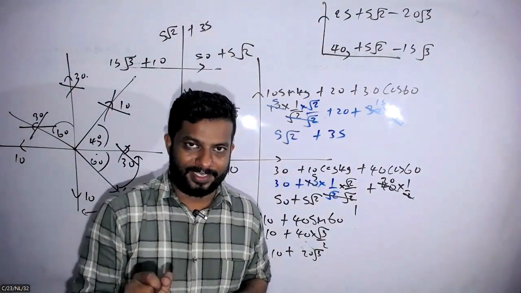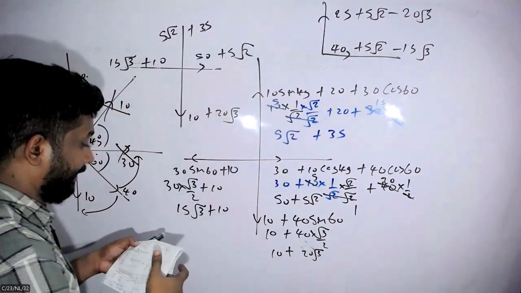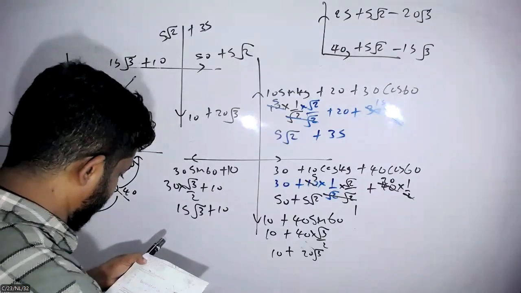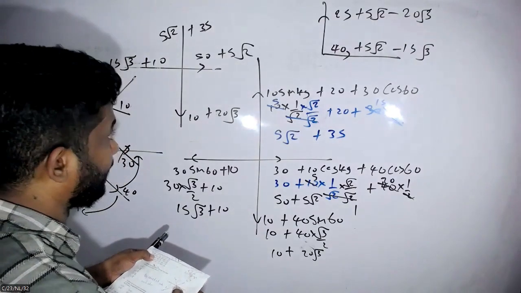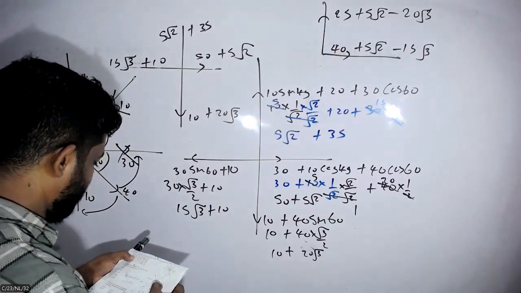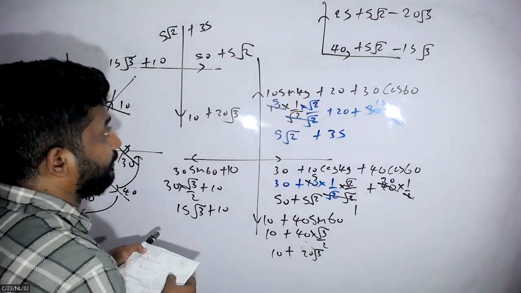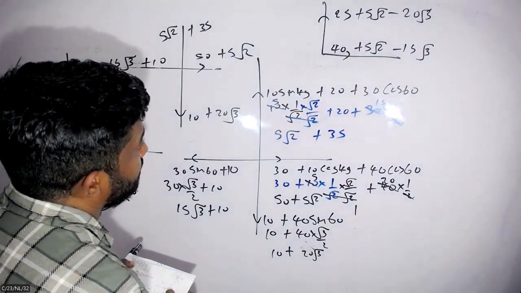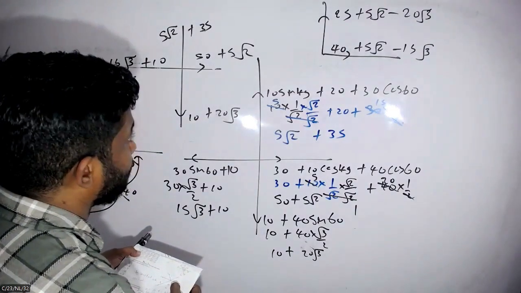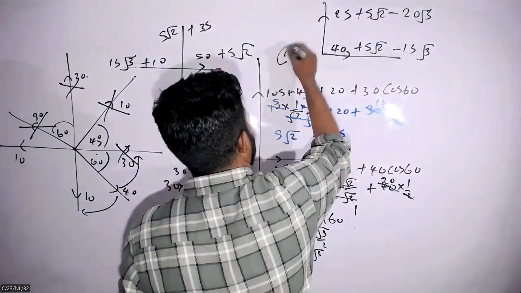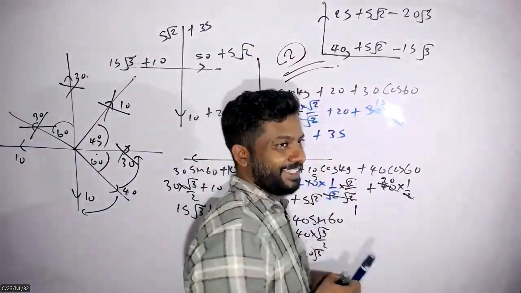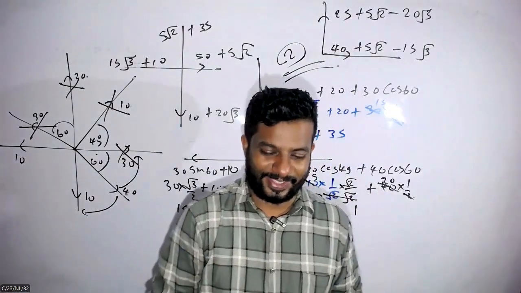Right, today let's see the answer. Second one, right? Horizontal component is 40 minus 15 root 3 plus 5 root 2. Vertical component, y component, 25 minus 20 root 3 and 5 root 2. Second one is the answer. Right, let's see the next question.